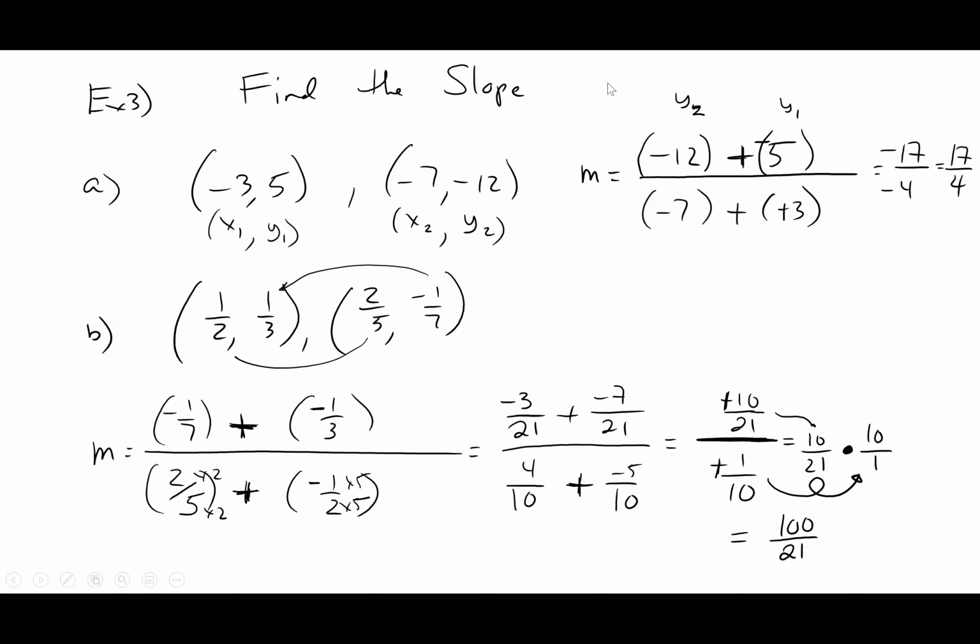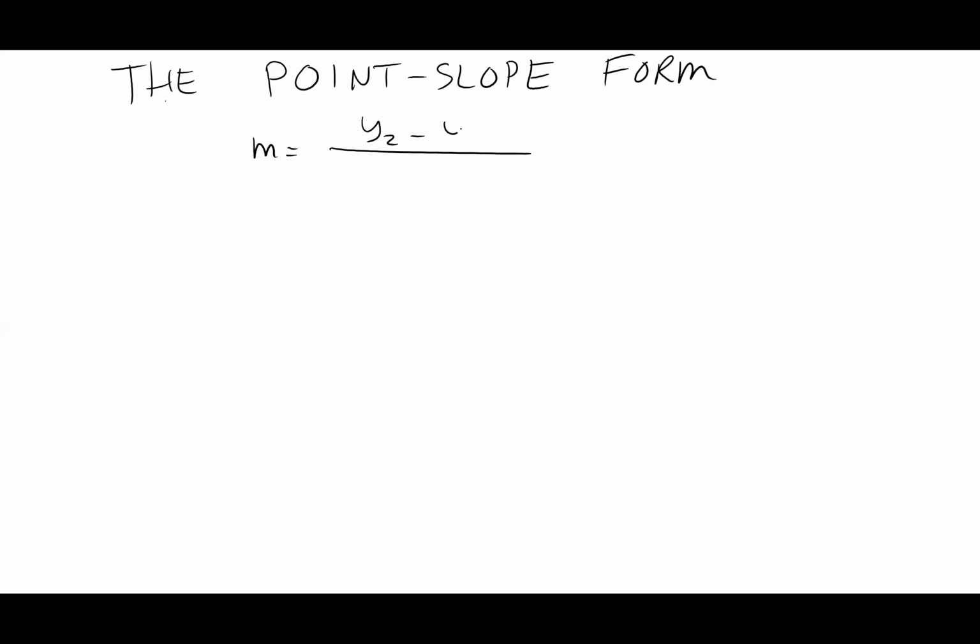Okay, one more thing to sort of put together here. So notice the slope formula. We can say this here. If I can spell point correctly here. The point slope form. How do we get the point slope form? So here it is. It comes from the slope formula.